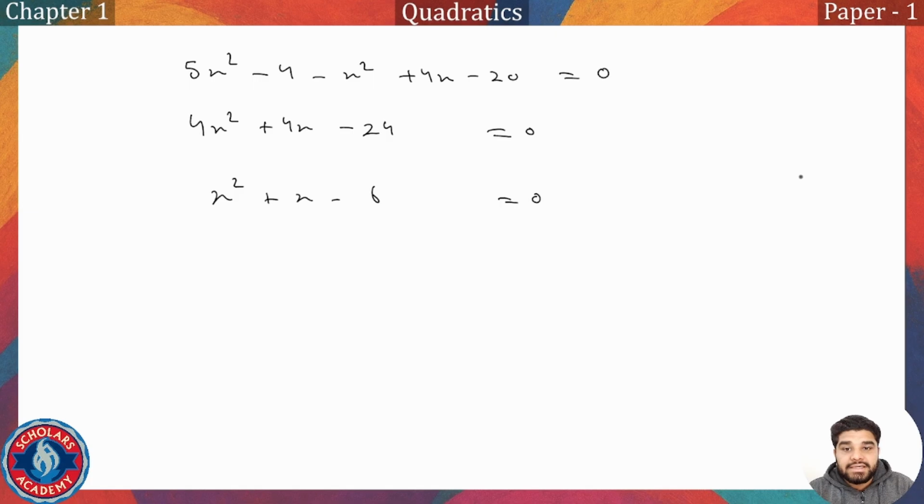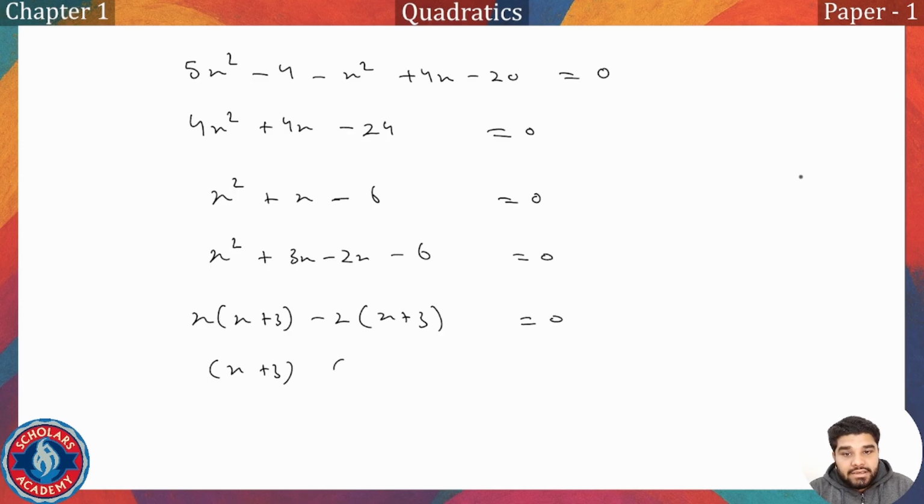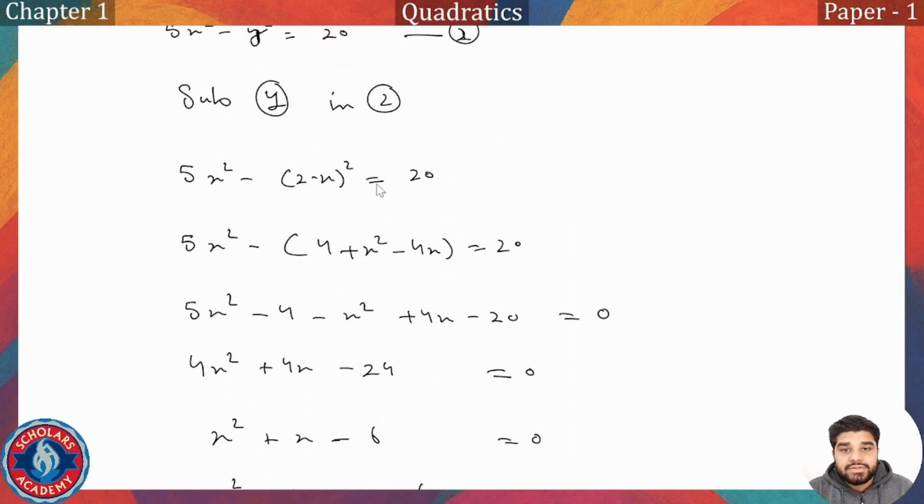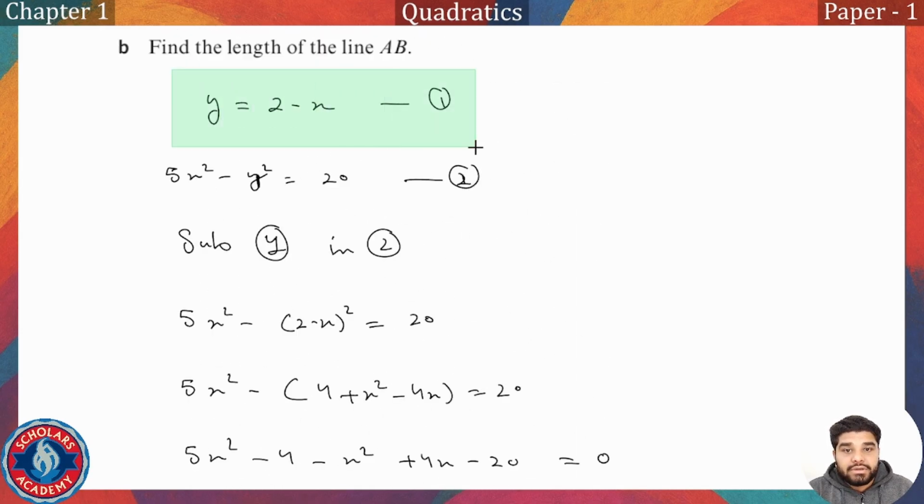So we can split this middle term, product is negative 6, sum is 1, that is x square plus 3x minus 2x minus 6 is equal to 0. We can take x common, we get x plus 3, we can take negative 2 common, x plus 3 is equal to 0, x plus 3 and x minus 2 is equal to 0. So from here we get x is equal to negative 3 or x is equal to 2. So we get two values for x. If we substitute these two values back in equation number 1, we can get values for y.